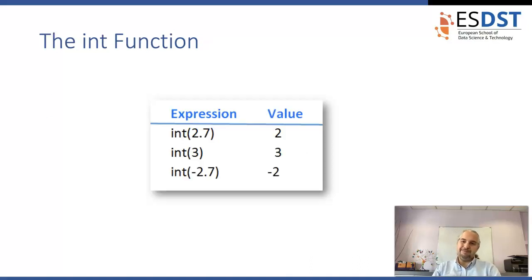So look here what happens. If I have a numerical expression, 2.7, and I use the int function, it will convert to 2. Carefully, it doesn't round. What it does is convert it to an integer, which means it gets rid of the decimal part.